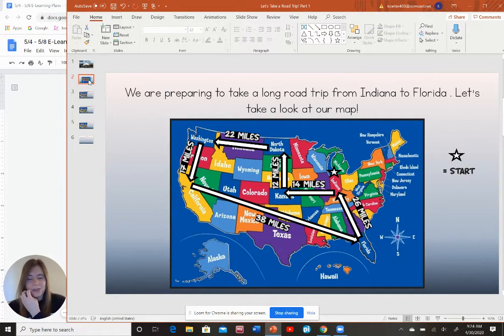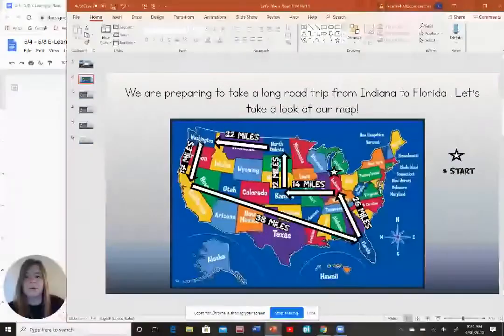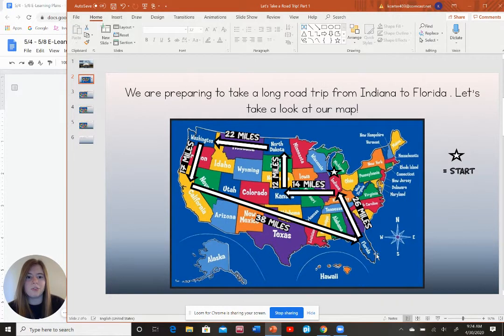I'm first going to show you the map that we're going to use. And so, it says we are preparing to take a long road trip from Indiana to Florida. So if you look at this little star on our map, this is where we're going to start. So we're starting right in Indiana. We are going to travel to Kansas, North Dakota, Washington, California, Florida, and then back to Indiana. So we're traveling across the whole nation.